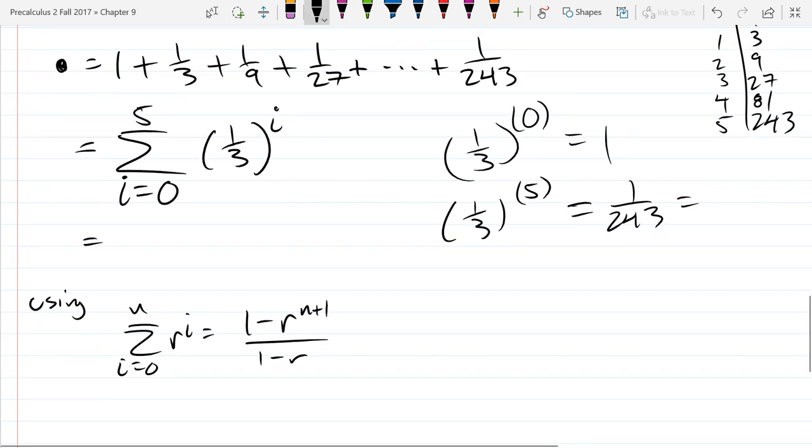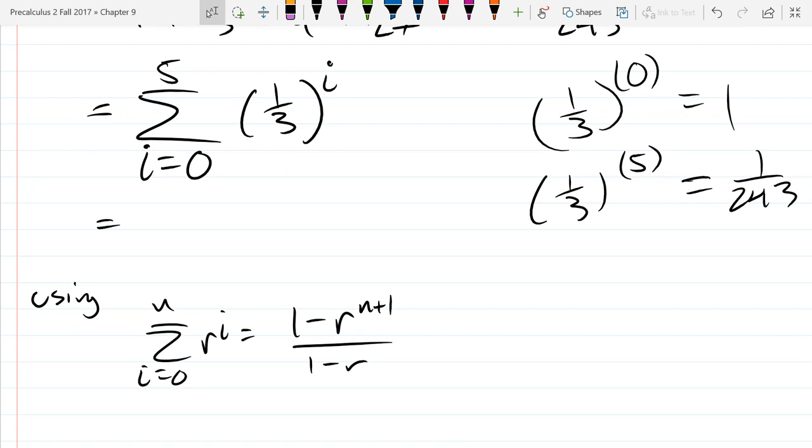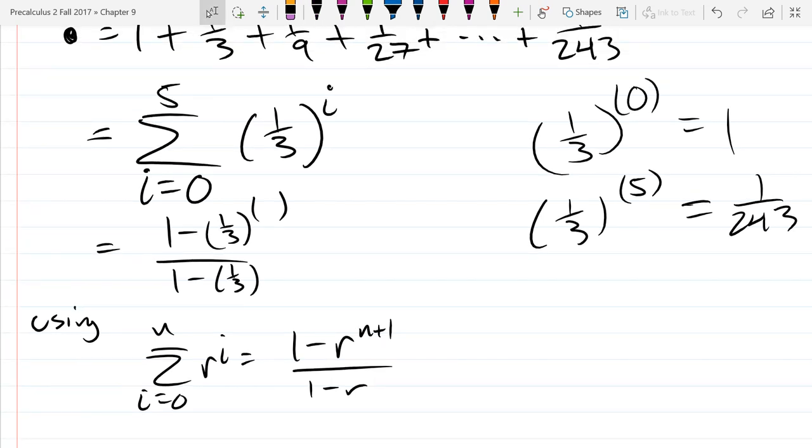This version down below there. So everything is set. I start at 0, go up to 5. This is 1 minus 1 third over 1 minus 1 third. What power do I raise the 1 third in the numerator to? So it will be 6, so our original n was 5. So down here, that's n plus 1. So we're going to raise it to the 6th power.